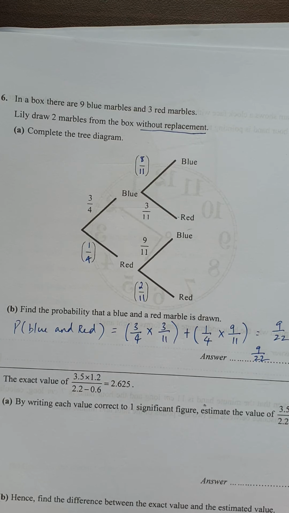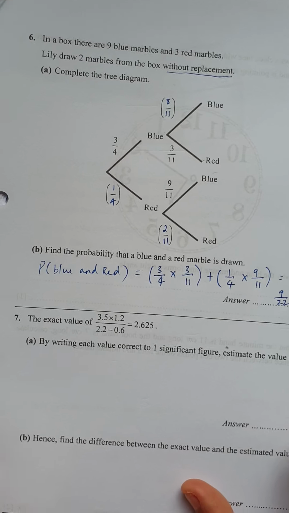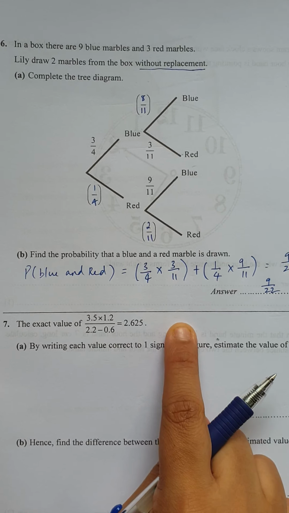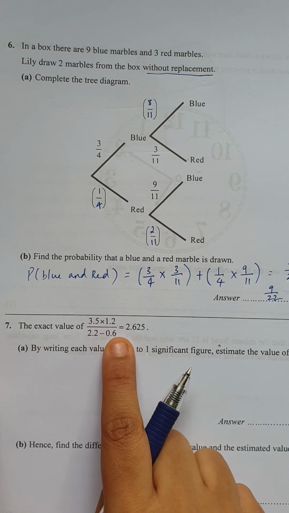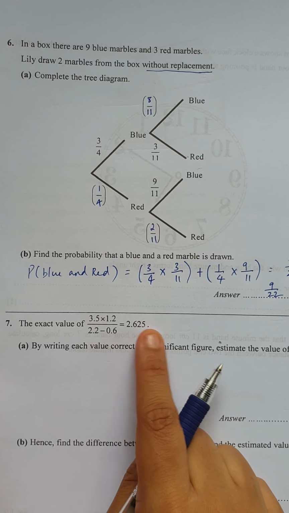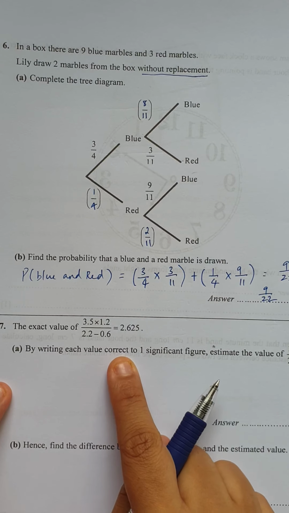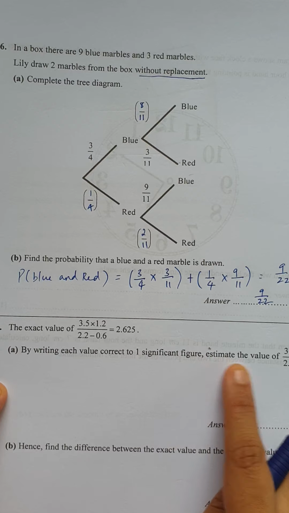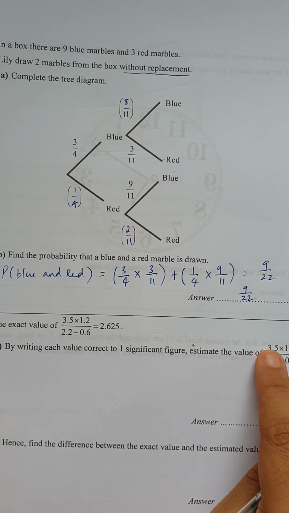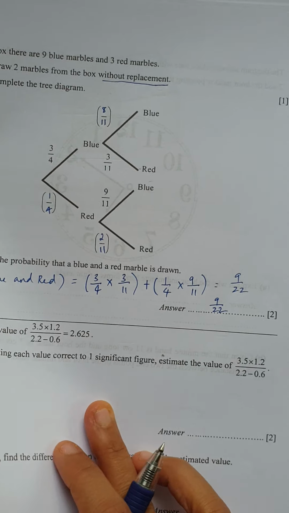Okay, so this is it. Next, the exact value is given to you. This exact value is calculated by using the calculator. For the estimate, write each value correct to one significant figure. So every single figure here is rounded to one significant figure.